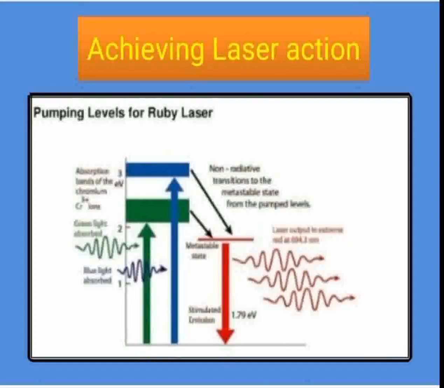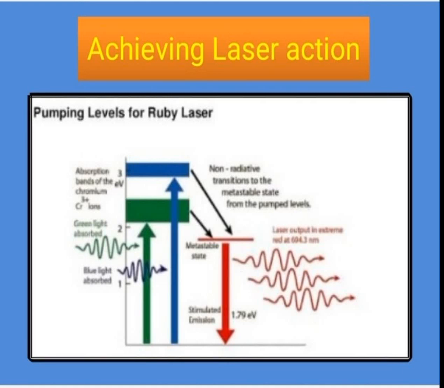Achieving laser action. Once the population inversion is reached, a few of the chromium ions will come back from E2 to E1 by the process of spontaneous emission, emitting photons. The wavelength of the photon is 694.3 nanometer. This photon travels through the ruby rod, and if it is moving in a direction parallel to the axis of the crystal, then it is reflected to and fro by the silvered ends of the ruby rod until it stimulates the other excited ions and causes them to emit fresh photons in phase with the stimulating photons.